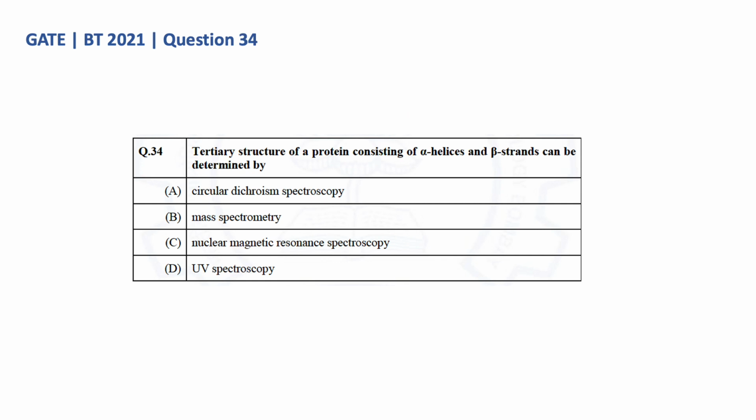In this video, we are looking at question number 34 from the GATE Biotechnology 2021 paper. The question is: the tertiary structure of a protein consisting of alpha helices and beta strands can be determined by option A, circular dichroism spectroscopy, option B, mass spectrometry, option C, nuclear magnetic resonance spectroscopy, and option D, UV spectroscopy. Before we answer this, let's look at each of these techniques.